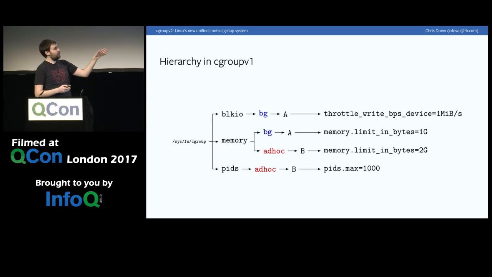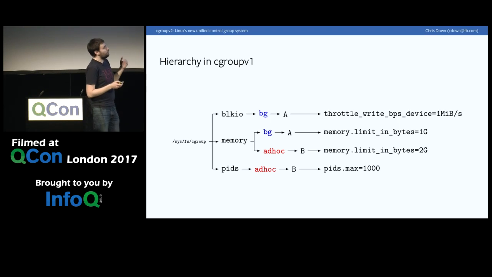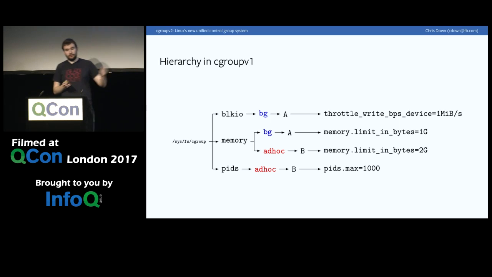Just so that we're clear on everything before we move to v2, because it's very important to have the context. You start with sysfs cgroup, which is where it's typically mounted, but it doesn't have to be. And inside you have the resources. Inside there you have a cgroup hierarchy per resource. And once again, if you have the same name, say ad hoc and BG here in multiple resources, they still have absolutely no relation to each other from the kernel's perspective, and this has a whole bunch of negative effects.